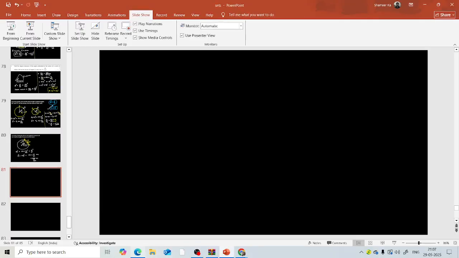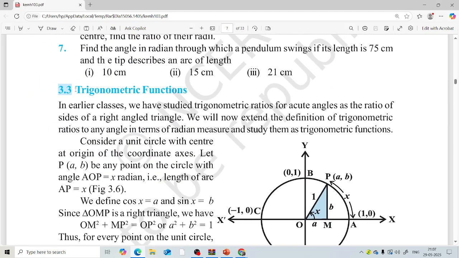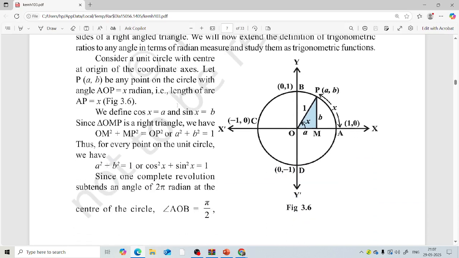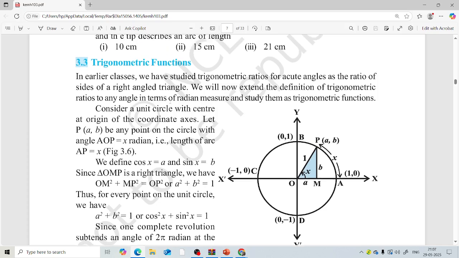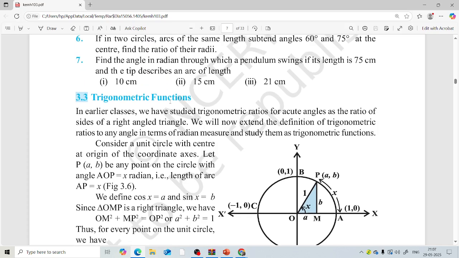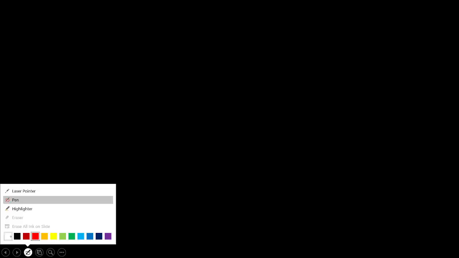Now I am going to explain the trigonometric functions. The title is trigonometric functions. This is a very difficult chapter, so you have to refer to the previous class every time. Before coming to a class, you have to go through the previous class notes. It is a tough, lengthy chapter with plenty of formulas. In every class, you have to memorize all the formulas. So we are going to learn trigonometric functions. That is the heading.